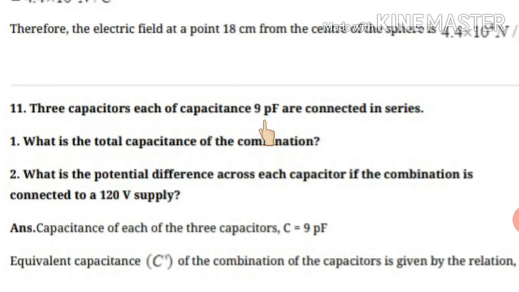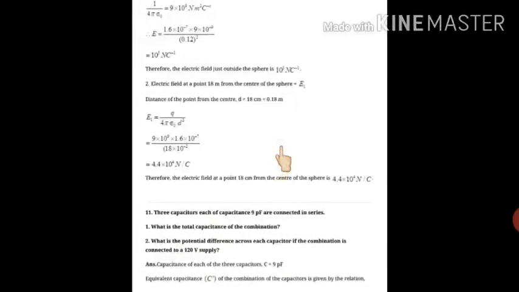The capacitance of each capacitor is how much? 9 picofarad. Pico is 10 to the power minus 12. What is the total capacitance of the combination, which is very easy to calculate? We know how to calculate the equivalent capacitance for a series combination. It is 1 upon C is equals to 1 upon C1 plus 1 upon C2 plus 1 upon C3.